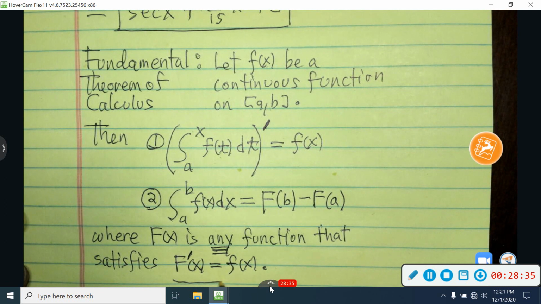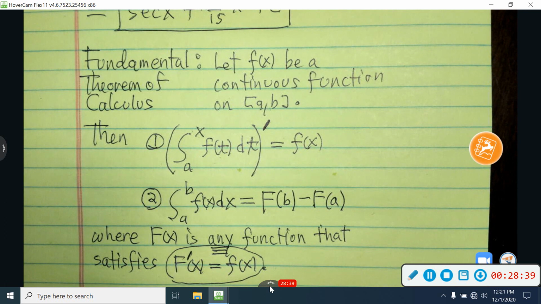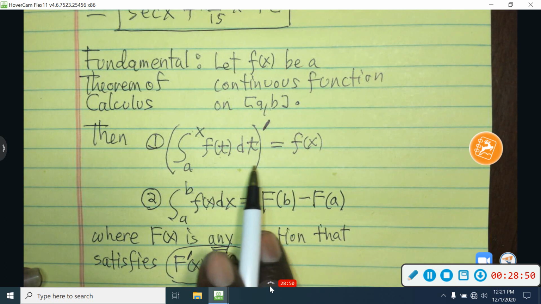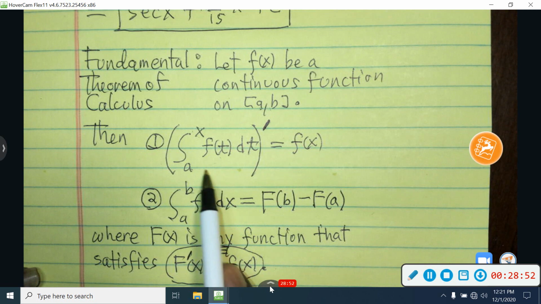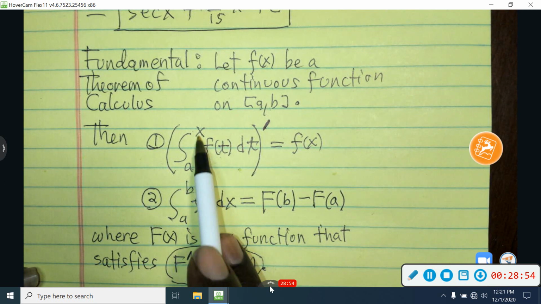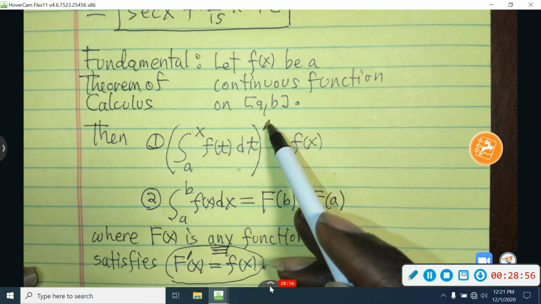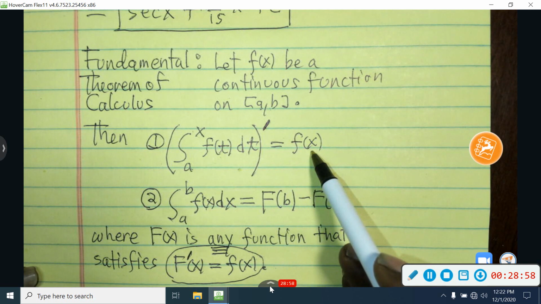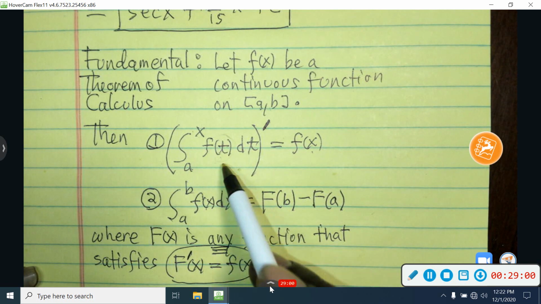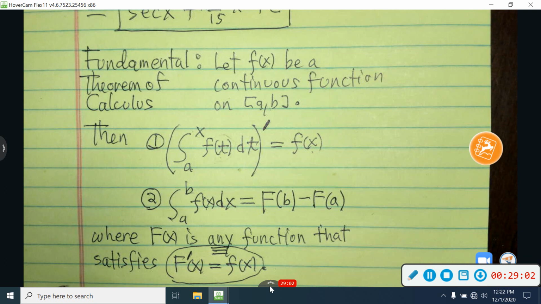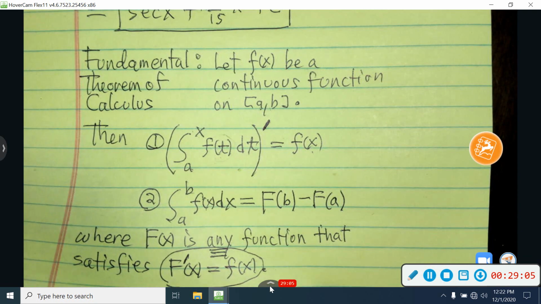Okay? So I'm going to do some problems using part 1 and using part 2, and then give you some. You ready? Okay, so take a good look at part 1 now. It's a weird kind of function. It's a function that spits out area. And we are differentiating it. And it's just the original function again. So let's use part 1 a couple times.